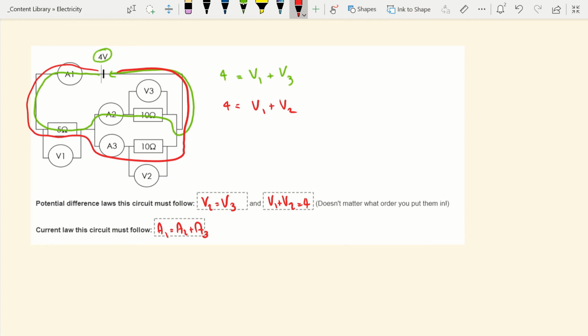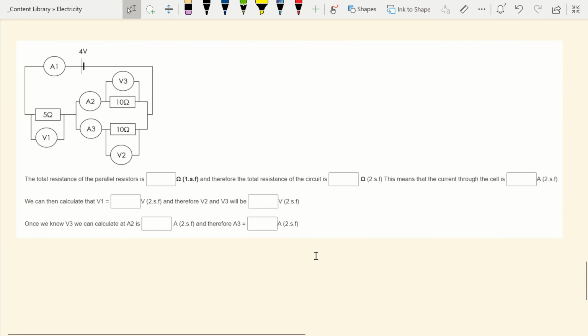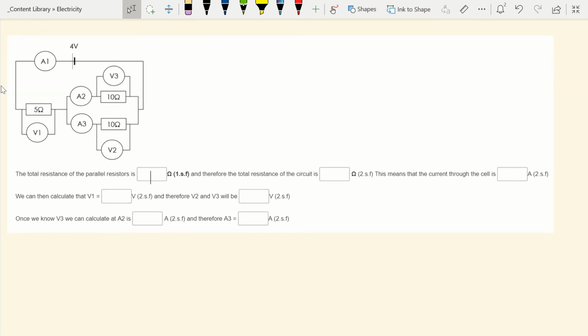Just a quick thing, I keep using the symbol A. Remember, the actual symbol for current is an I, but I'm using A to stand for ammeter reading 1, ammeter reading 2, ammeter reading 3. That's why I'm using an A, but strictly speaking, I probably should be using an I because that's the symbol for current. Okay, so those are our general rules. Let's now do some specific calculations with this one.